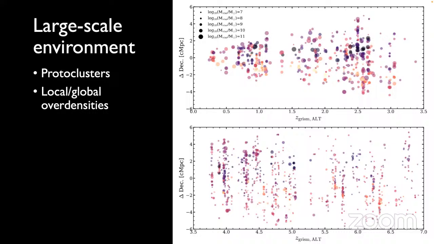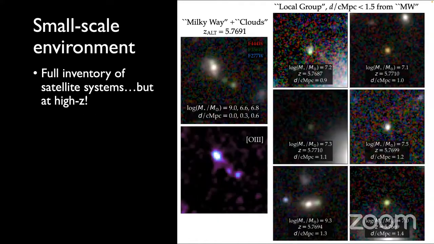Not only can you do these kinds of large-scale environmental studies for the first time in such great detail, but you can also zoom in on really small scales. The precision of the redshift is about 60, 70 kilometers per second. So here I'm showing you one of my favorite galaxies in the entire survey. This is a slide dedicated to all the Milky Way folks here.